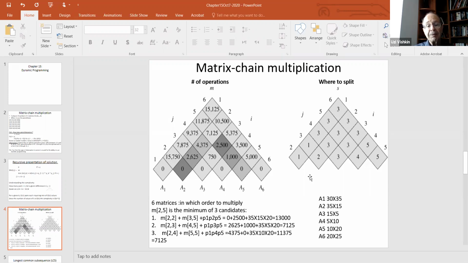So the example that we consider here is this example, where A1 is 30 times 35, and that's the dimension. A2, the dimension are 35 by 15. A3 is 15 by 5. A4 is 5 by 10. A5, 10 by 20, and 10 by 25. Now, let's try and second guess, because it's always good when you look at a numeric example, try and second guess what would be a good strategy.